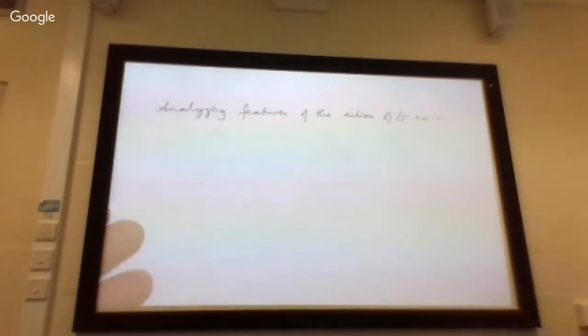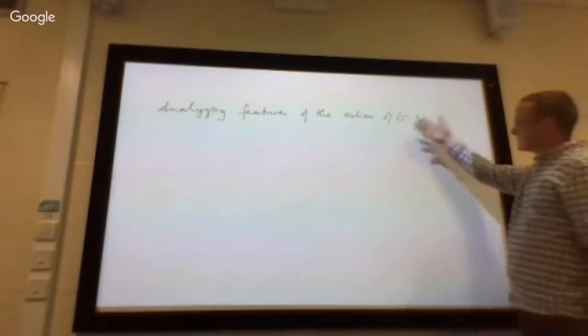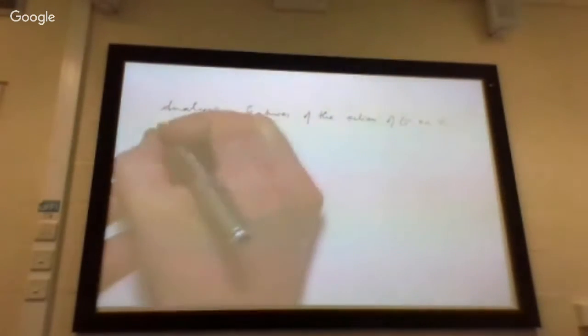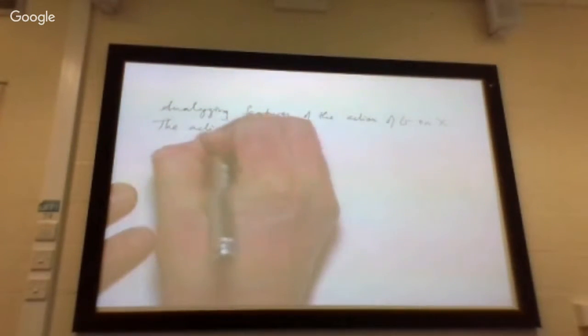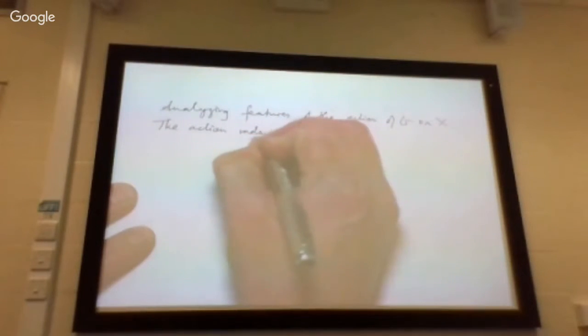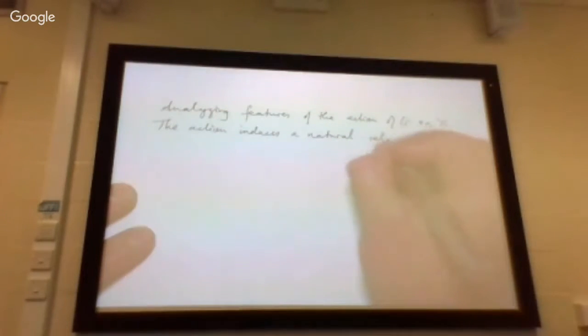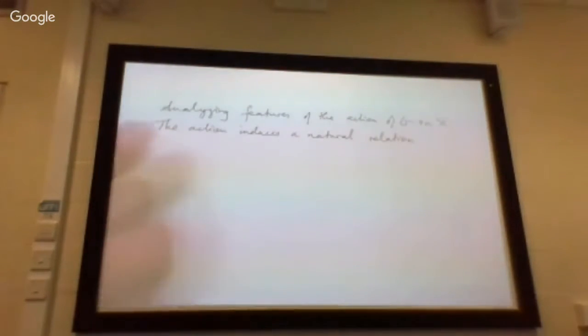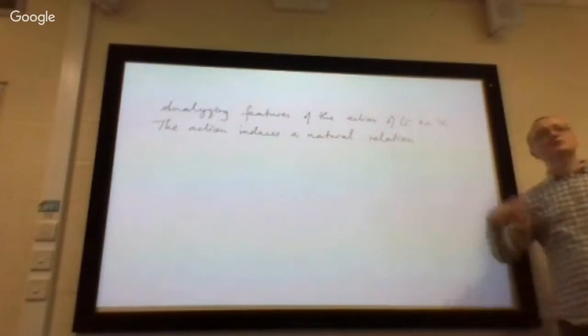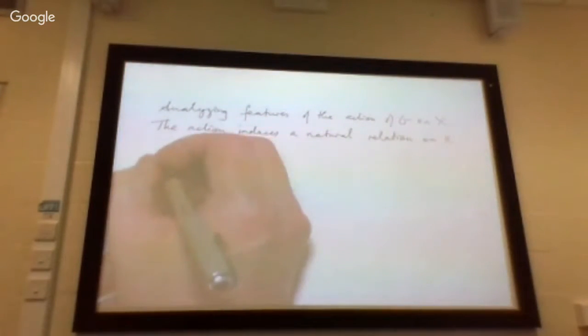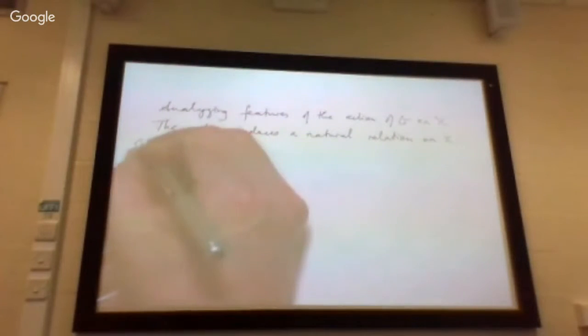We're back to talking abstractly. Just some group acting on some set X. Okay, we're going to analyze some of the features of it. So the action induces or gives rise to a natural relation. I'm going to get ahead of myself and call it an equivalence relation. We'll find out it's an equivalence relation. But first off, it's a relation on X. Okay? So this is G equivalence.